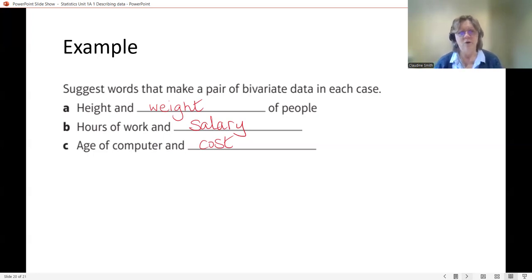So for A, you could pair height and weight of people, or height and mass of people. For B, you could pair hours of work and salary, or hours of work and wages paid. And for C, age of computer and cost. You may have thought of other pairs, but those are probably the most obvious ones there.